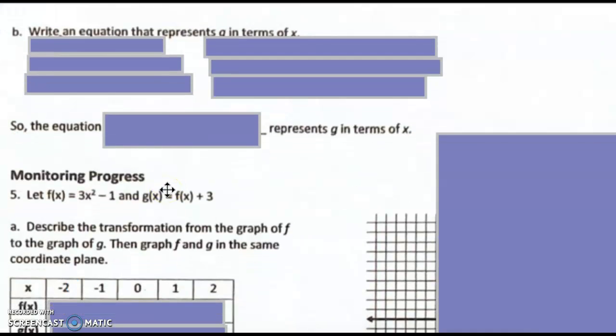All right, and we're going to write an equation. This goes along with what was on the last page. We're going to write an equation that represents g in terms of x. So g of x is f of x minus 7.